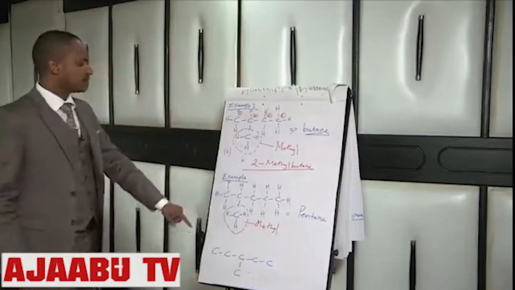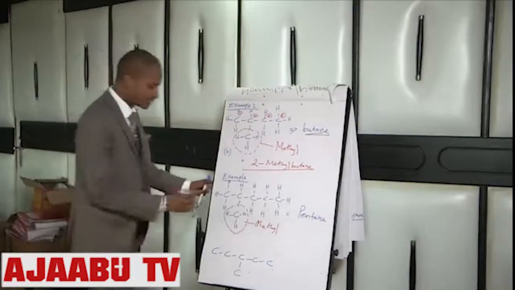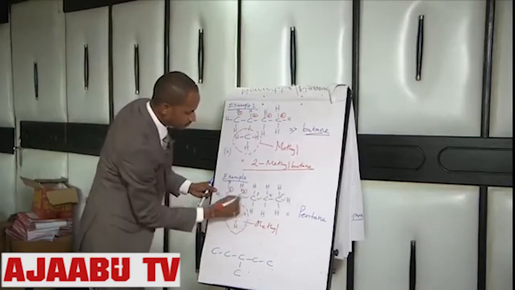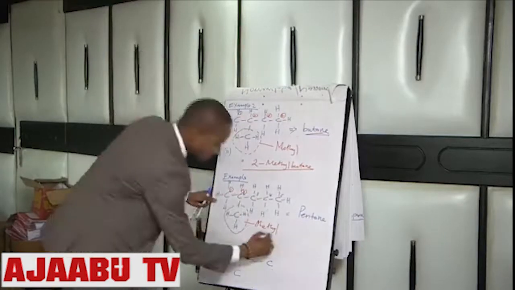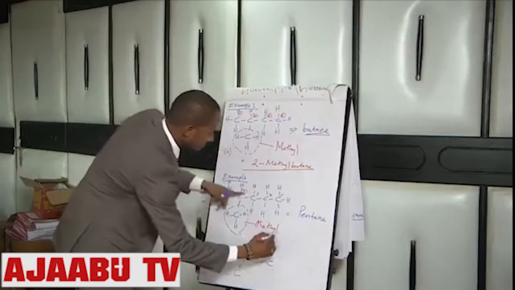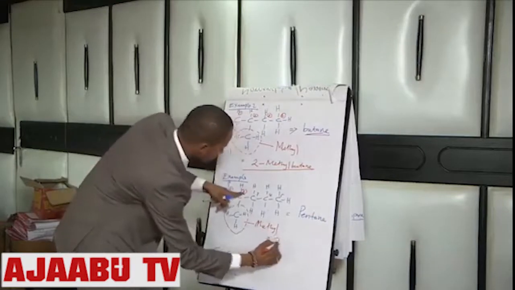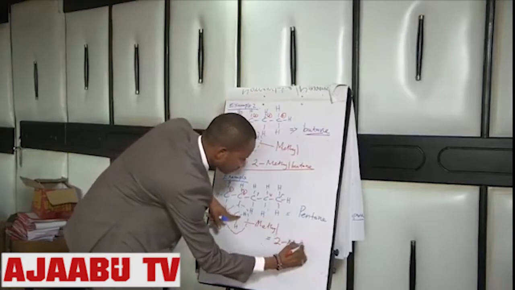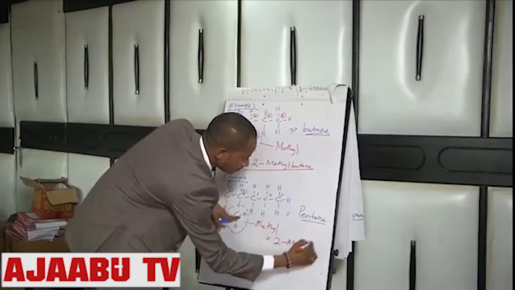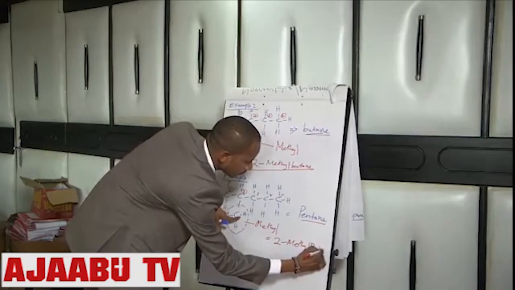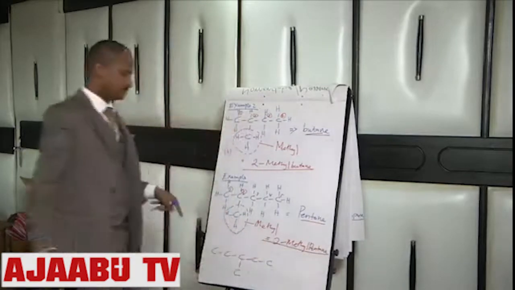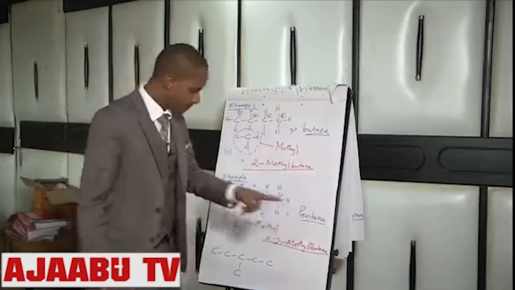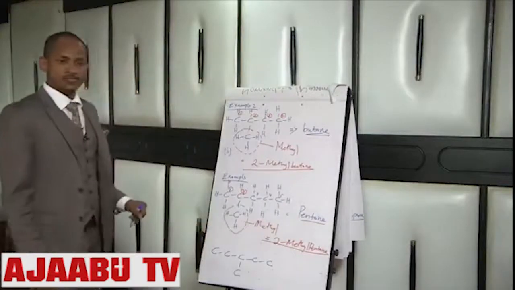Then identify on which carbon atom it lies. Number one, two, three, four, five. So it lies on the second, which gives it the name: start with 2, then methyl pentane. Class, repeat after me. 2-methylpentane. Next one.